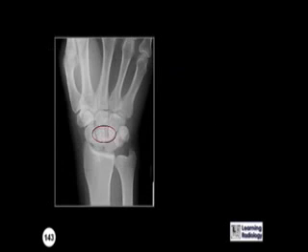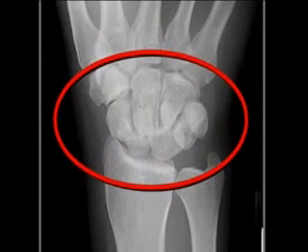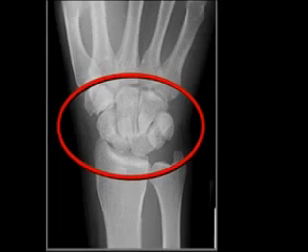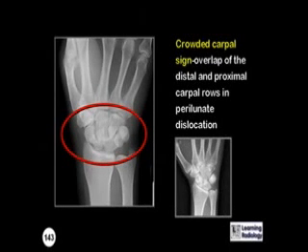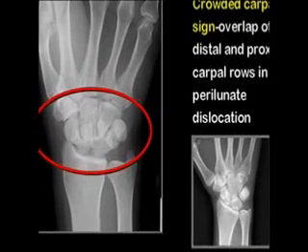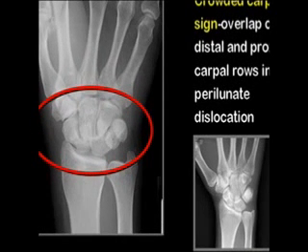What is the descriptive term given to this appearance? This is the crowded carpal sign, in which there is overlap of the distal and proximal carpal rows in a perilunate dislocation. The inset shows the normal appearance of the carpal bones.